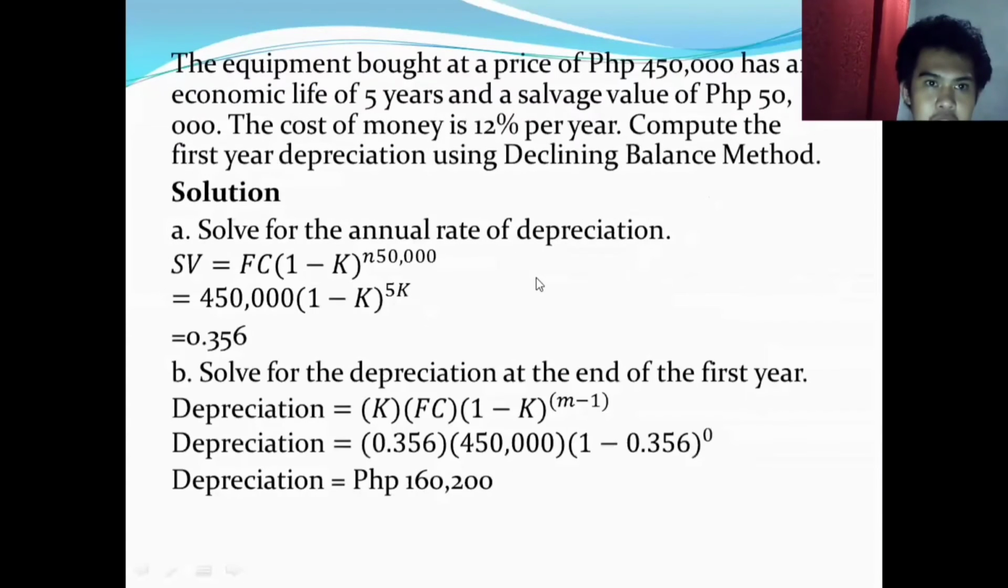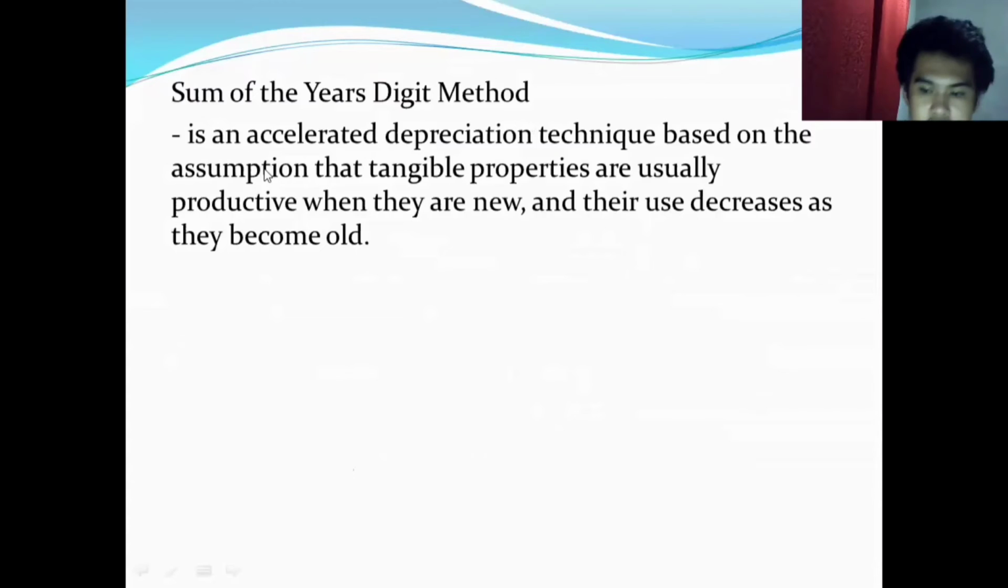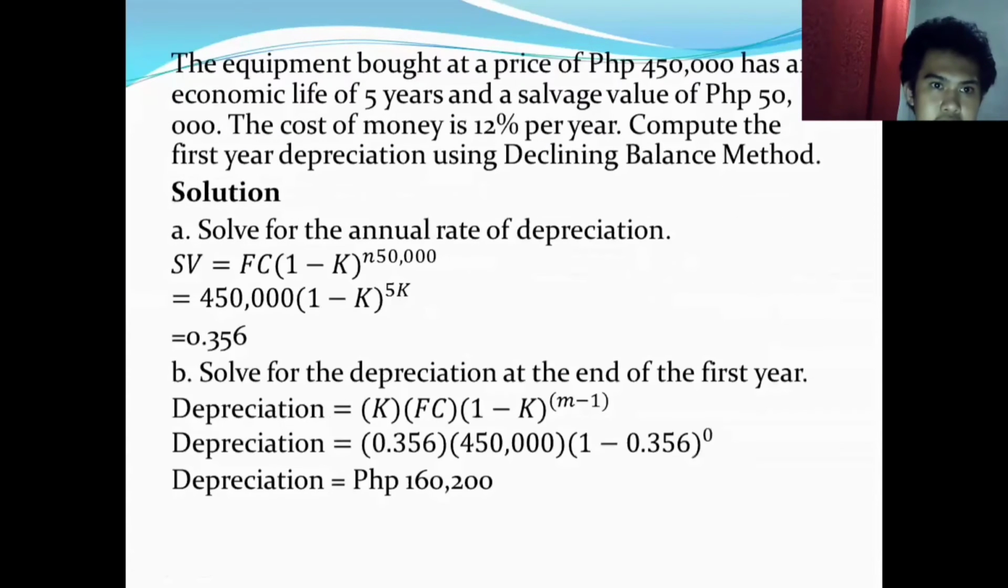So, example problem. The equipment bought at a price of 450,000 has an economic life of 5 years and a salvage value of 50,000. The cost of money is 12% per year. Compute the first year depreciation using declining balance method.